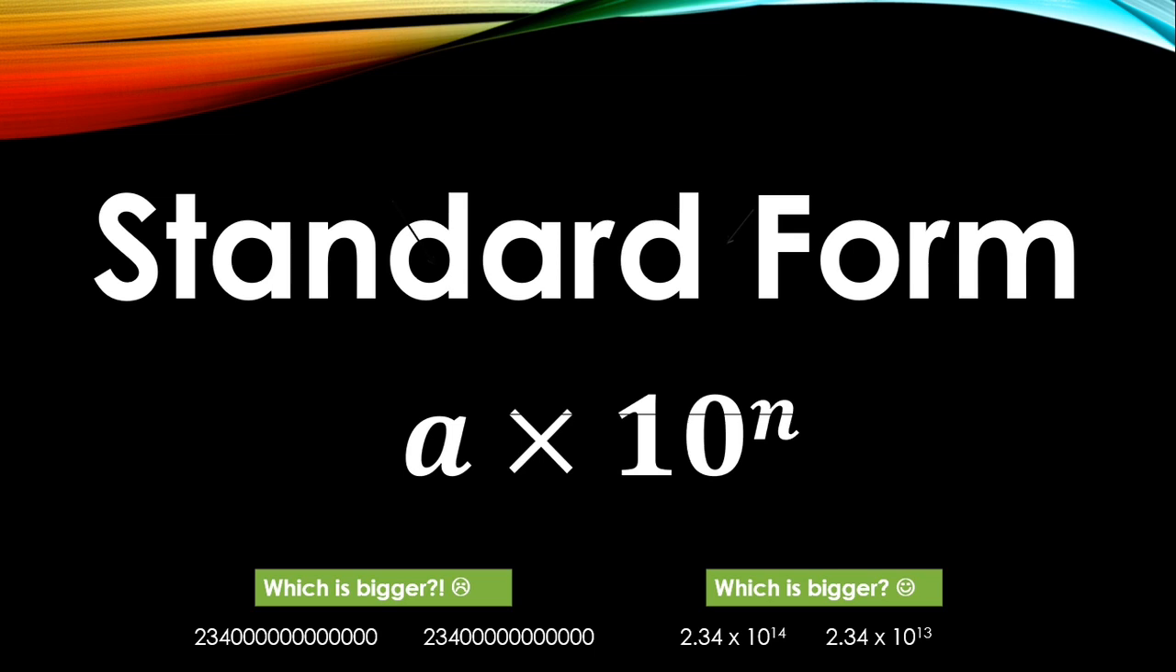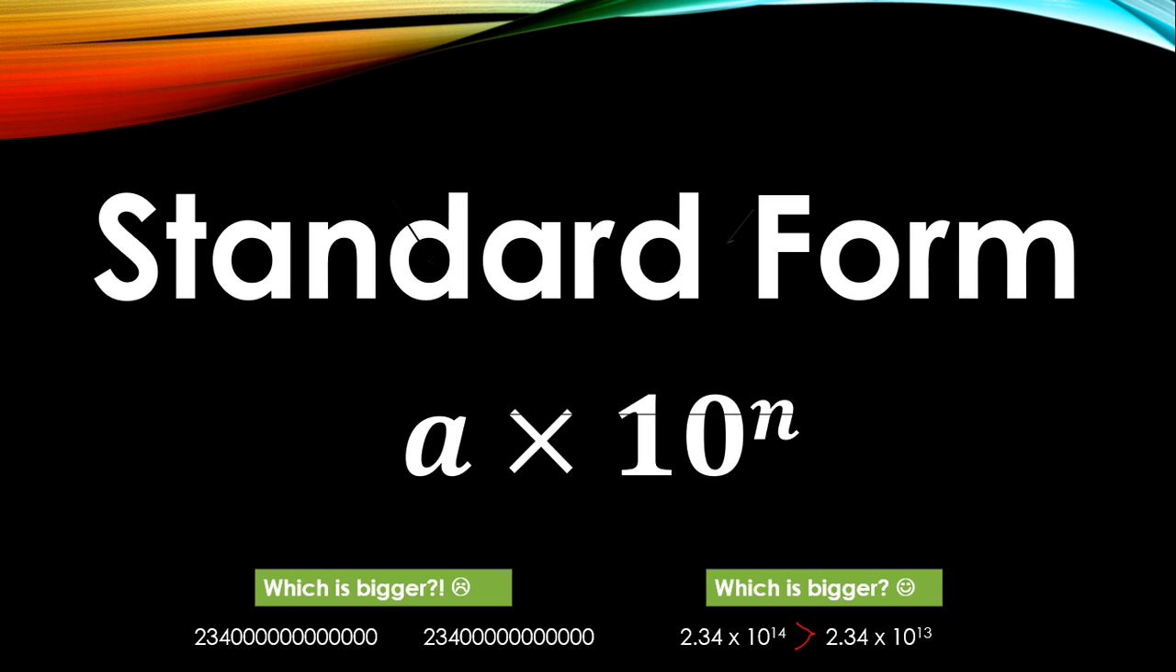Let's look at these two numbers. Which one is bigger between this number and this one? You can note that it is very difficult to compare these numbers because they are basically the same. But if you rewrite them in standard form, you can see that the first part is the same and the base is the same, only the powers are different. And since this power is greater than this one, you can tell that this number is automatically greater than that one. Okay? 2.34 times 10 to the power 14 is obviously greater than 2.34 times 10 to the power 13.